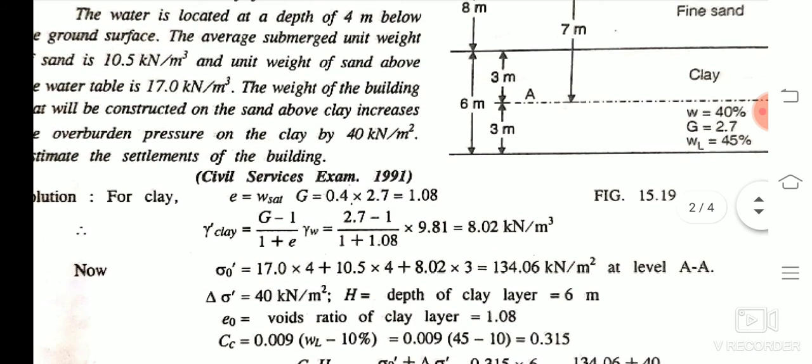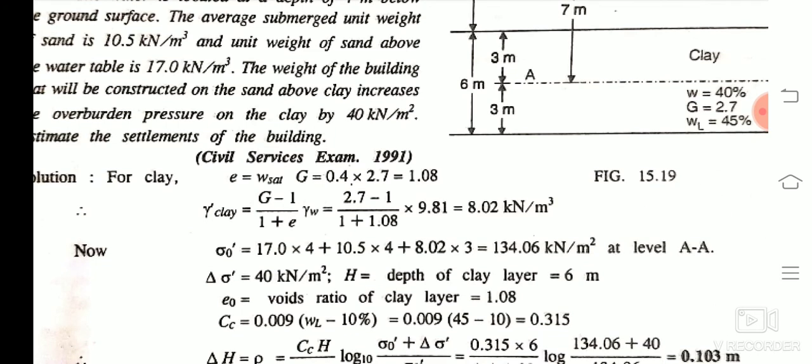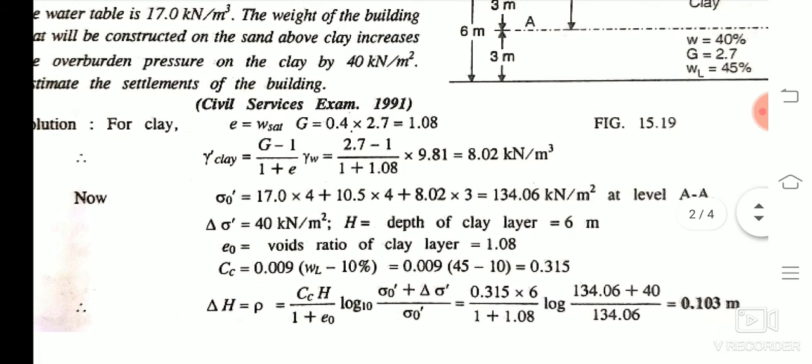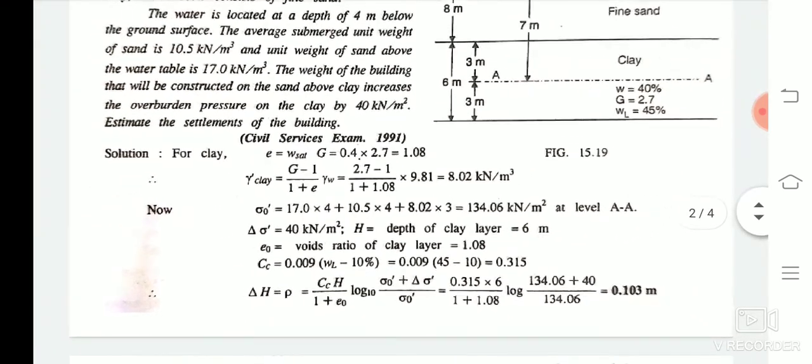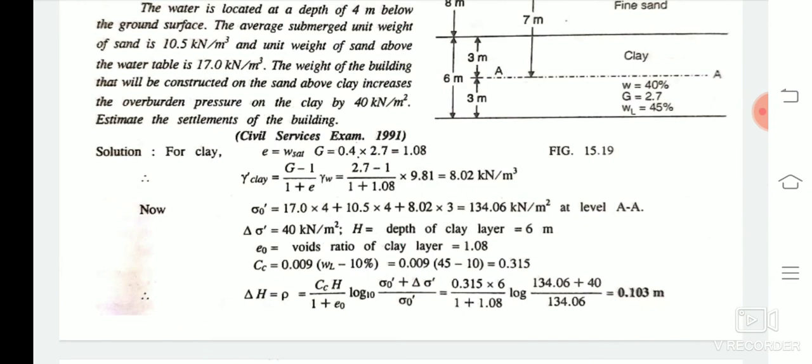And the clay layer is 6 meter thick, and we have to find out the settlement of the clay layer in the middle. Hence the 6 meter is divided into two parts, 3 meter and 3 meter. So what is the overburden of the clay layer in the middle? In the middle of the 6 meter layer, it will be 8.02, that is the unit weight of the clay, multiplied by 3. So here we get the overburden pressure as 134.06 kilonewton per meter square at section AA. The increase in pressure has already been provided in the numerical as delta sigma dash equal to 40 kilonewton per meter square.